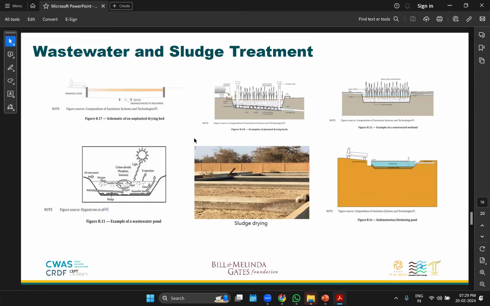If we look at some of the planted drying beds or constructed wetlands, the plant combination and maintenance of the proper combinations for treatment is critically important. Ponds may also be degraded by the flow or the type of wastewater, so that's another important consideration that is included in the guidelines of the standard. Next slide, please.